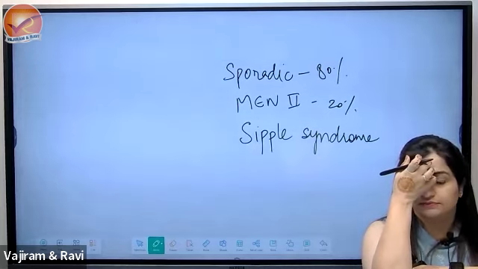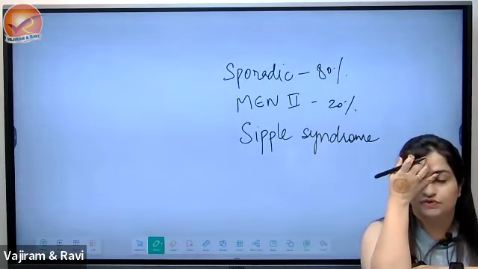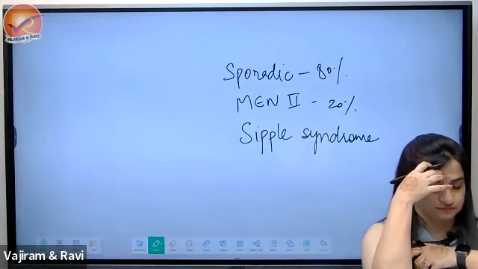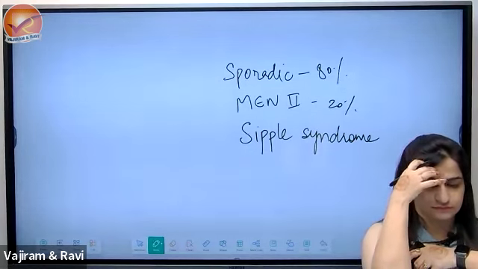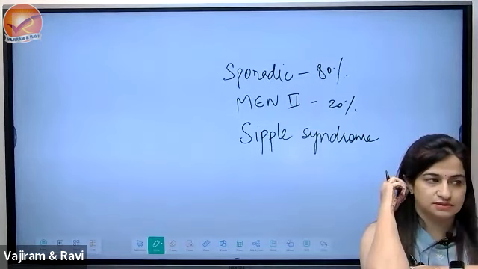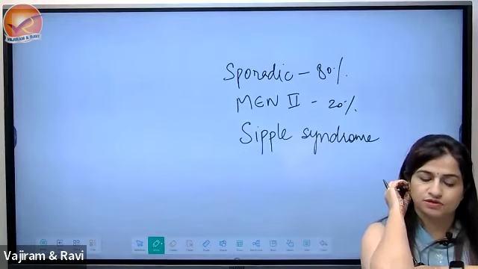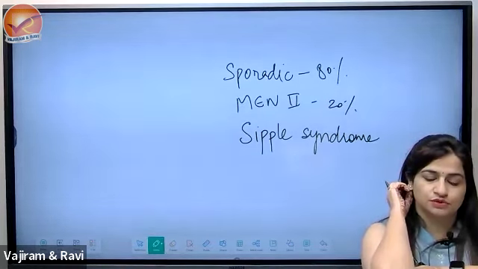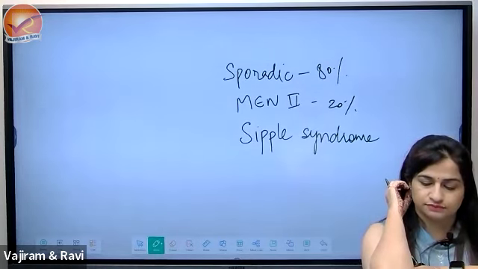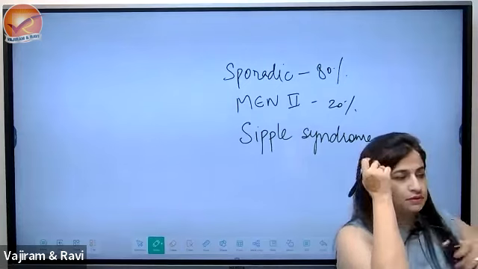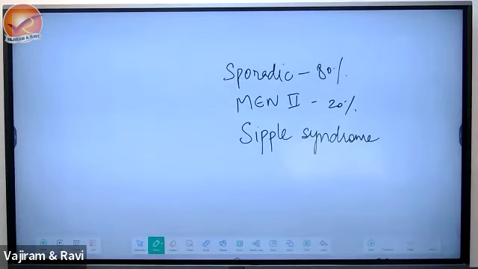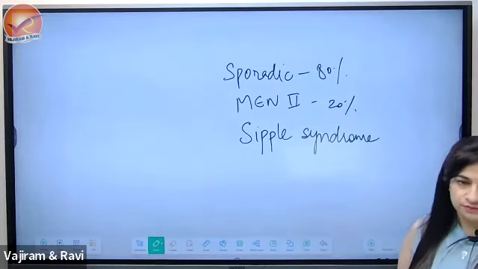Now write down diagnosis for the medullary carcinomas. First is the clinical features. The carcinoma can present as a solitary nodule, or in association with MEN type 2 syndrome.